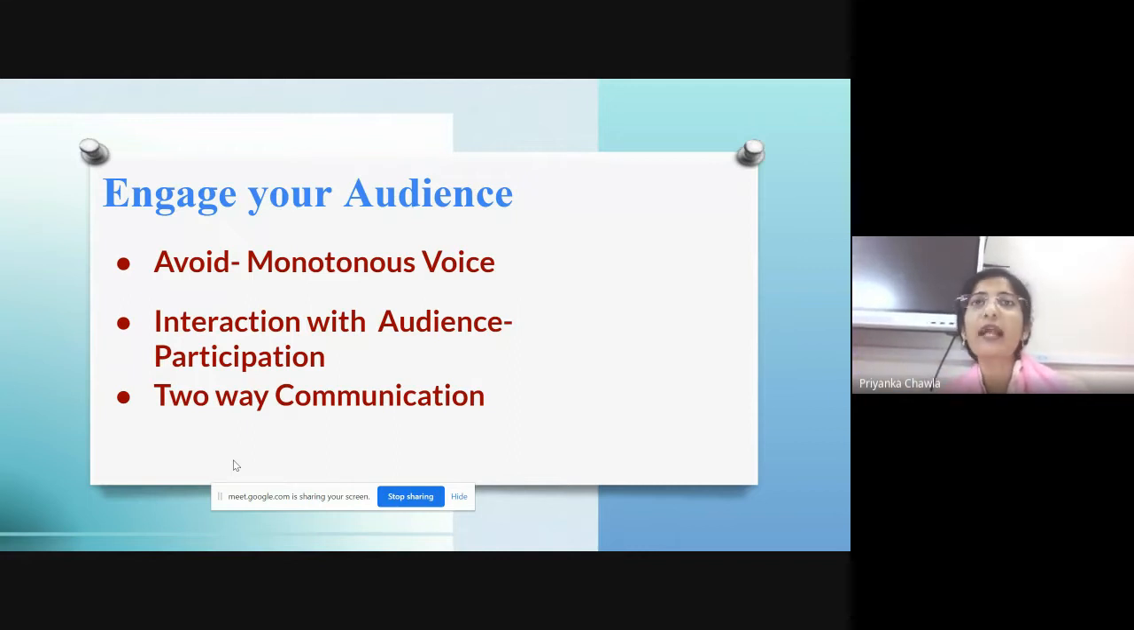Interact with the audience. Interact with participants. The more you involve your participants, the more they will like your presentation. And how are you going to interact with the audience? With the help of MCQs, with the help of discussions. So you have to get your audience involved in your presentation. There should be two-way communication, not one-way communication. One-way communication is like radio or TV. We are just listening to them. If two-way communication is there, then most of the people will get involved, right?